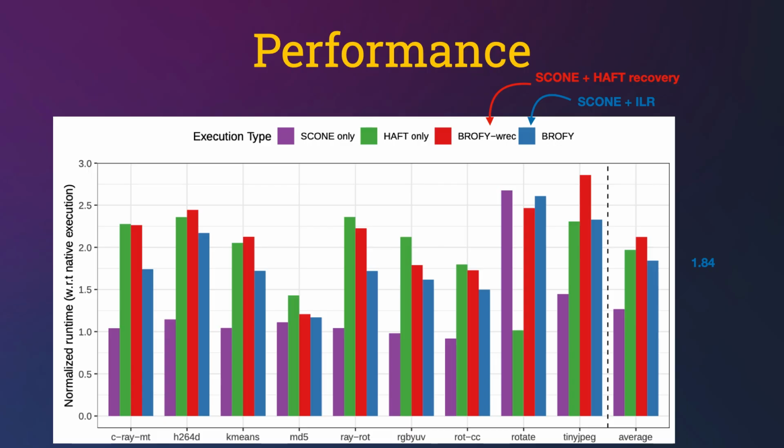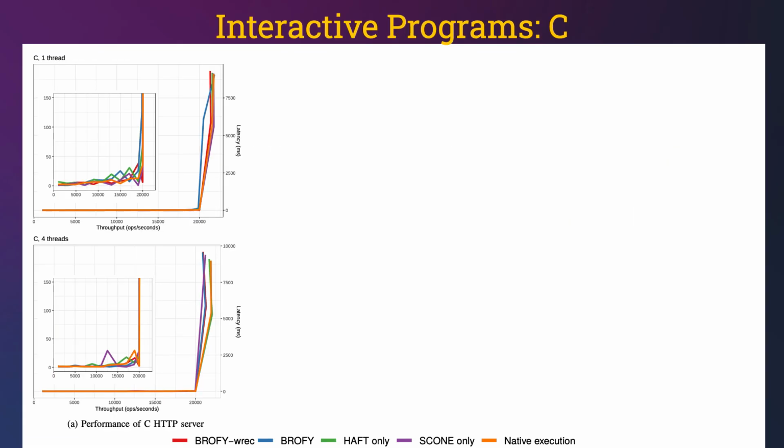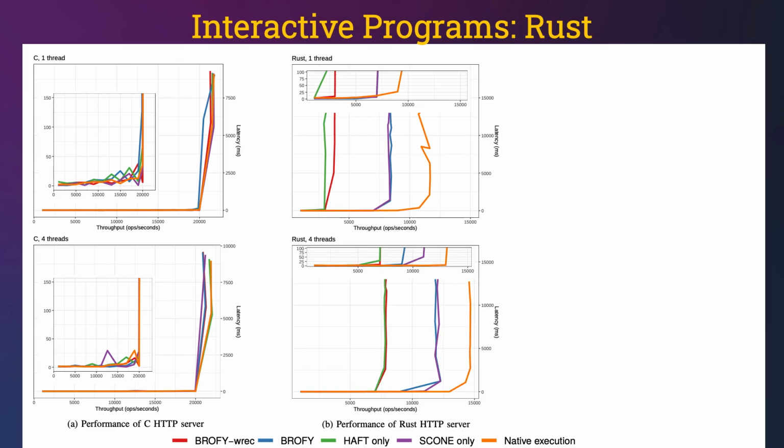If you look now at some more interactive application like an HTTP server, and hopefully you see that in these smaller graphs, if we have an HTTP server in C, there is no difference between the alternatives. So we get about 20,000 transactions a second, independent of which variant we are running. If you have a Rust version, there you see the orange one is native execution, and then there is Profi and Scone only. They have the next best execution, and then if you have Profi with recovery, then the performance goes further down.